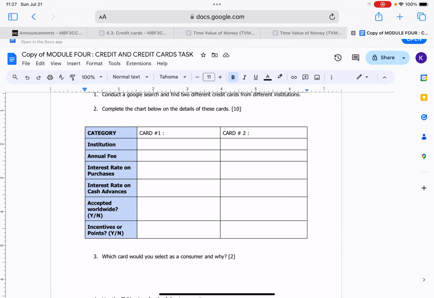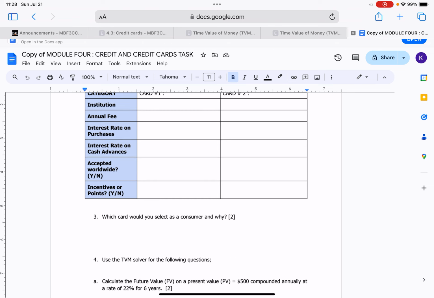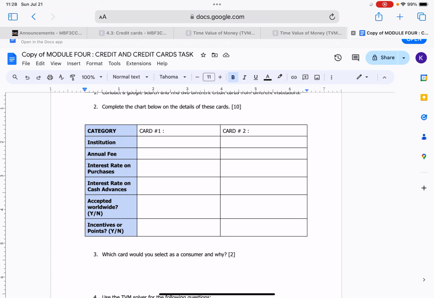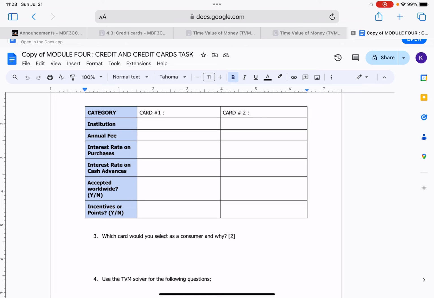The first question has you finding two different credit cards from different institutions. So let's say I take a Scotiabank student visa versus TD Infinite Visa. Okay, those could be my two cards. You're just going to go on their websites, read the description. The institution should be straightforward. Annual fee should be straightforward. Interest rate, same thing. All these criteria points should be pretty straightforward.